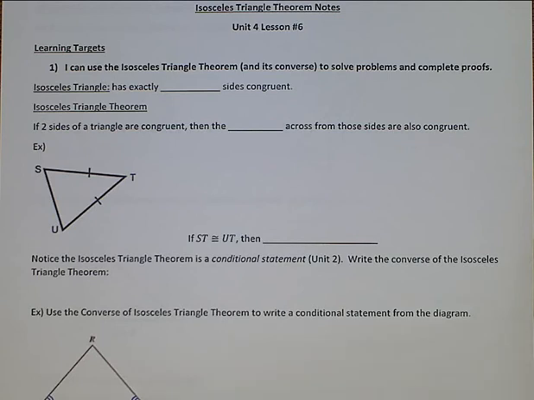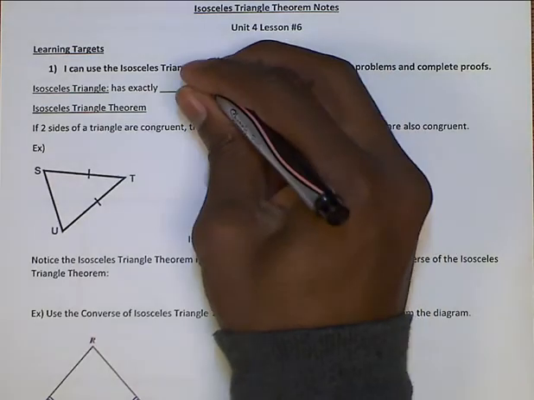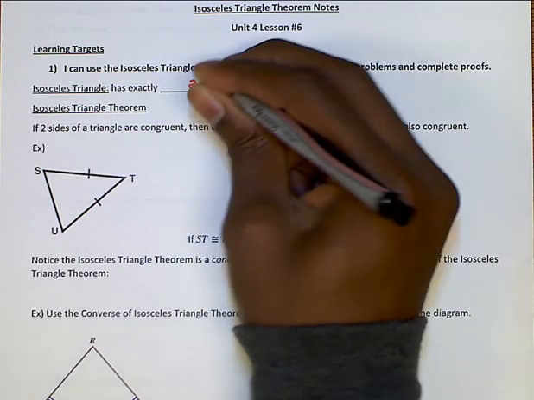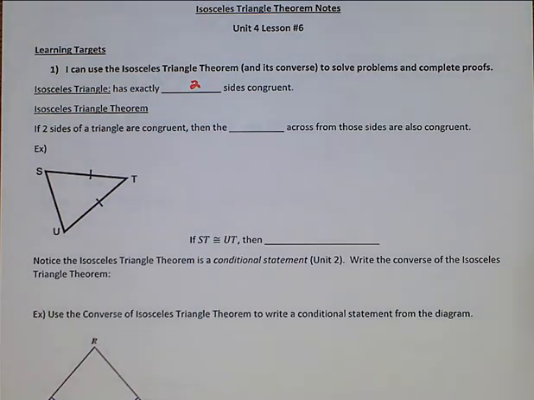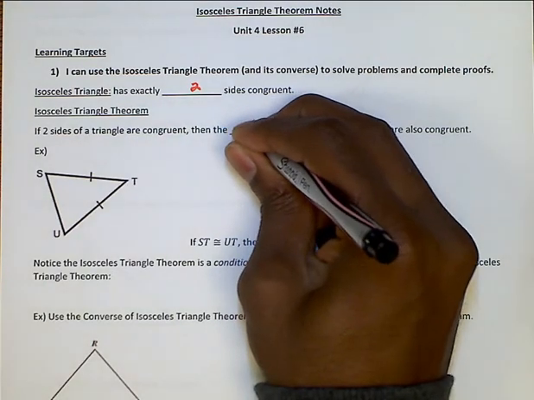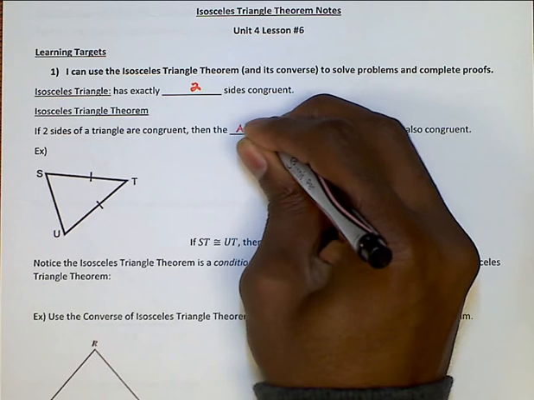First of all, we should know what an isosceles triangle is. An isosceles triangle has exactly two sides congruent. If two sides of a triangle are congruent, then the angles across from the congruent sides are also congruent.